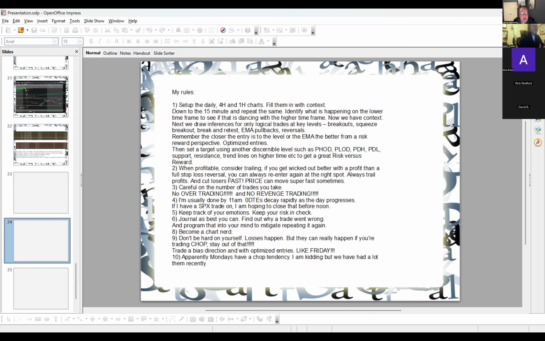And trade a biased direction. Chop suey, guys, chop suey. So when you're breaking out of a range and you have something that's got good volume and directional bias, that's what you want to be trading.